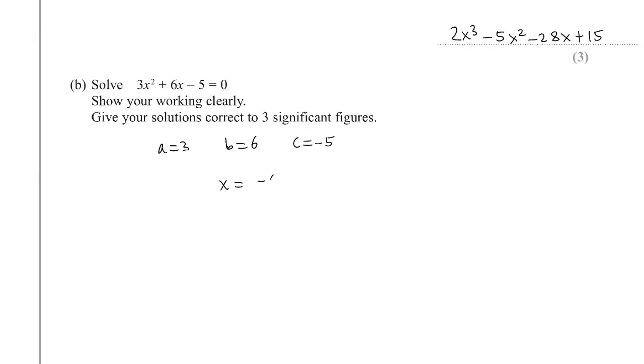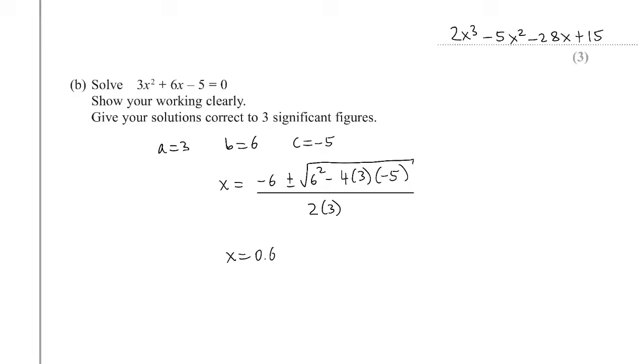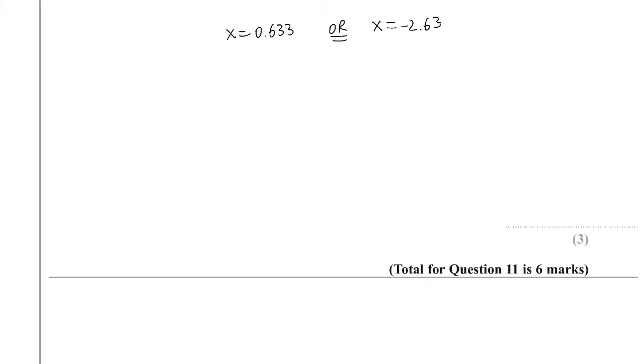substitute. x is minus b plus or minus the square root of b squared minus 4ac, all of it over 2a. This should be giving you two answers. So if we carefully plug everything into the calculator, we should be getting an answer of 0.633 or minus 2.63. These are the two answers to 3SF that we need to give here.